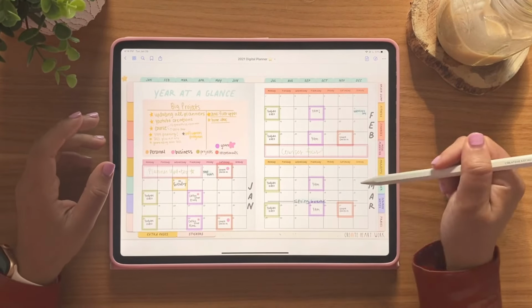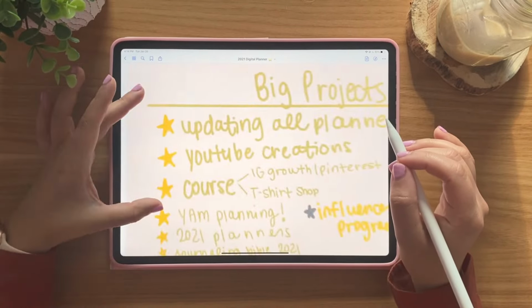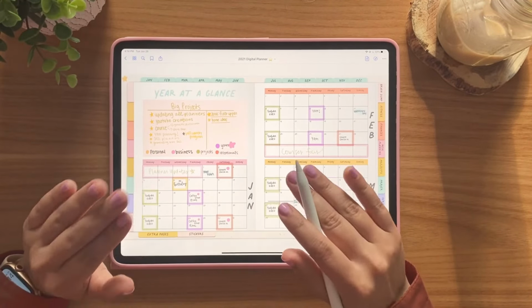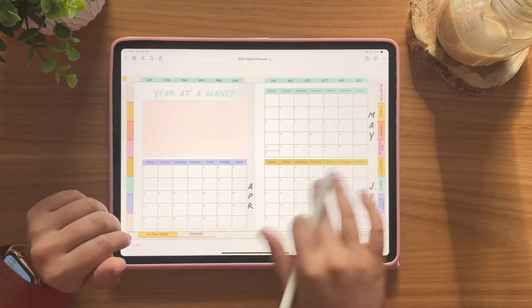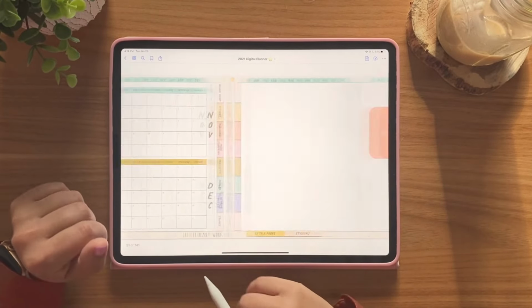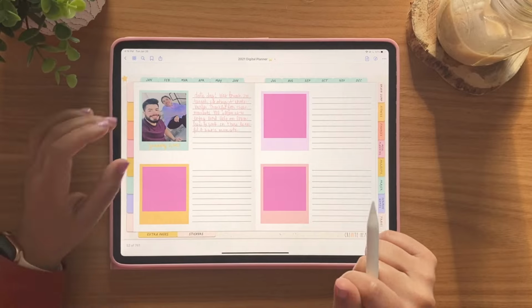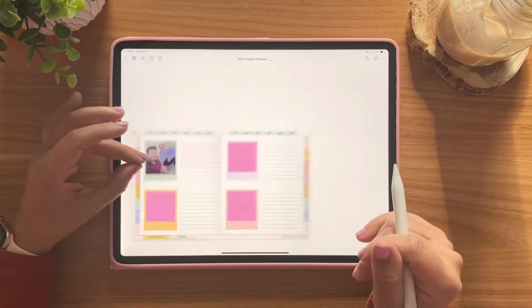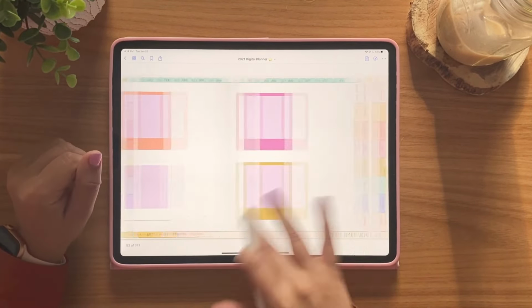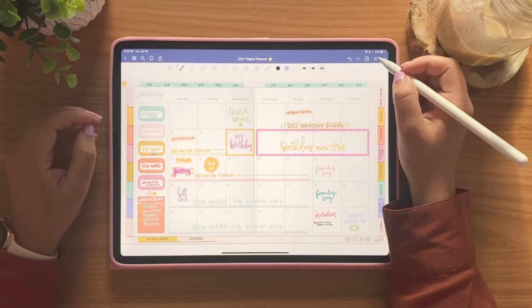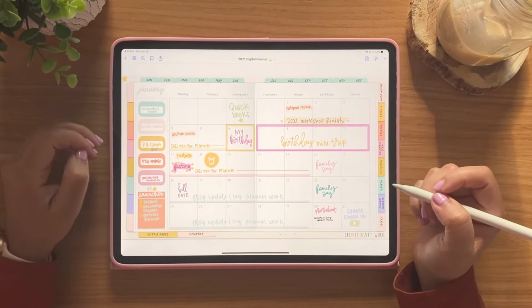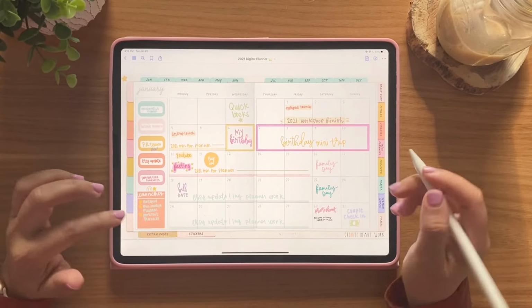So then I scheduled them in for my year at a glance. I wrote my big projects. So this is how I'm using my year at a glance. I obviously haven't planned the rest of the quarters or the rest of the year. Then we have our memory keeper, so you can add fun pictures and write your little reflections on that. And now I want to show you the extra pages. Actually, let me show you my journals.